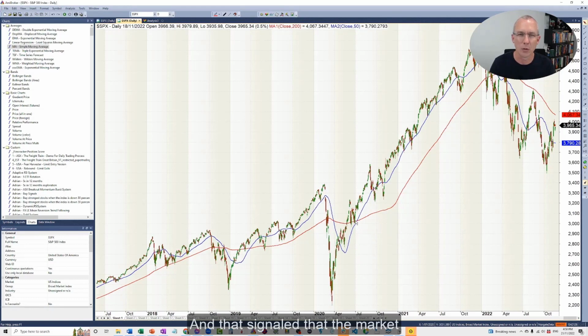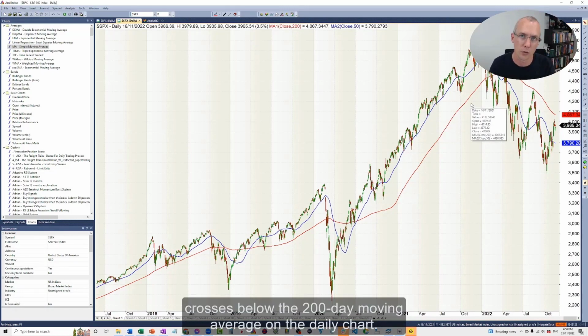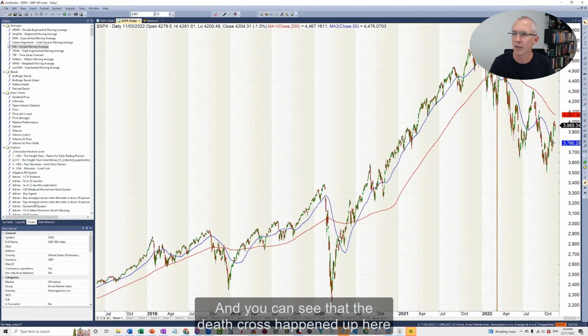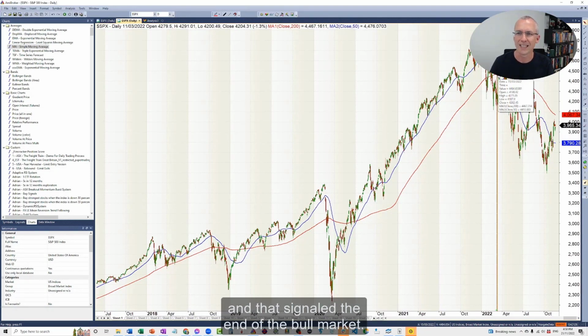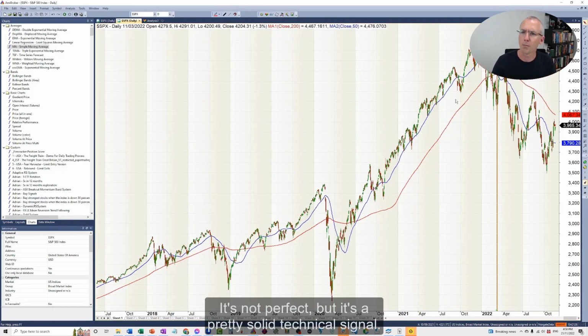That signaled that the market was now in a bullish phase. And then the death cross is the opposite. It's when the 50-day moving average crosses below the 200-day moving average on the daily chart. You can see that the death cross happened up here, and that signaled the end of the bull market. So the golden cross and death cross is a good way to isolate bullish and bearish market regimes. It's not perfect, but it's a pretty solid technical signal.